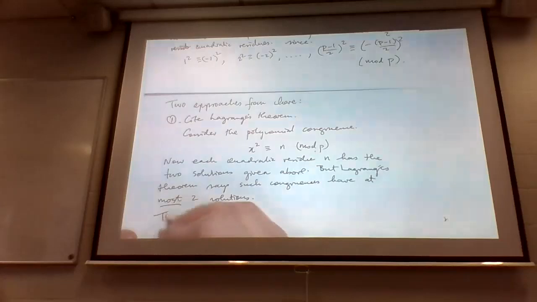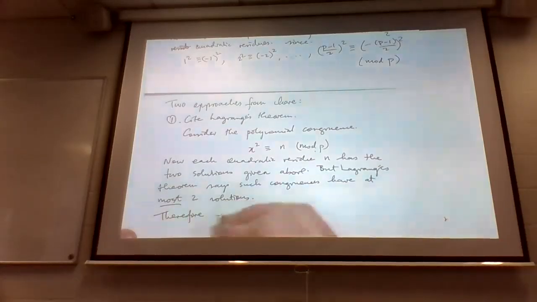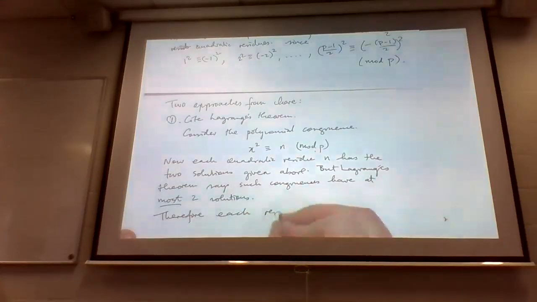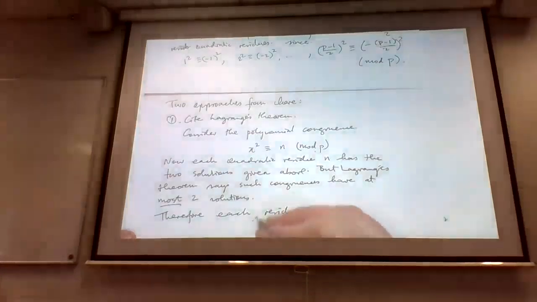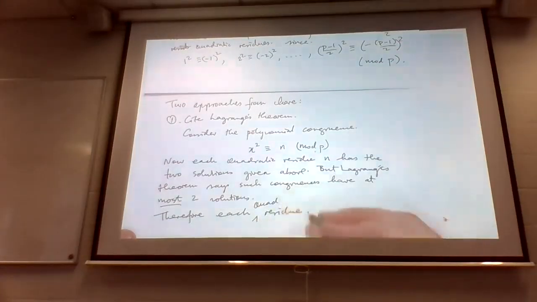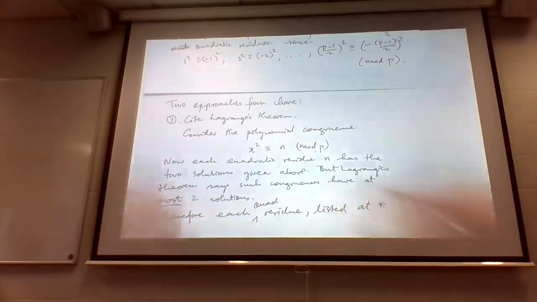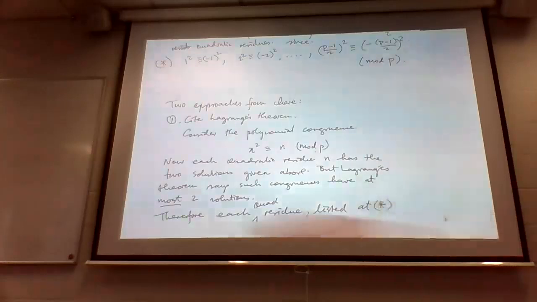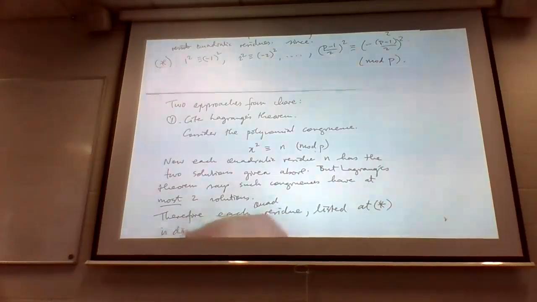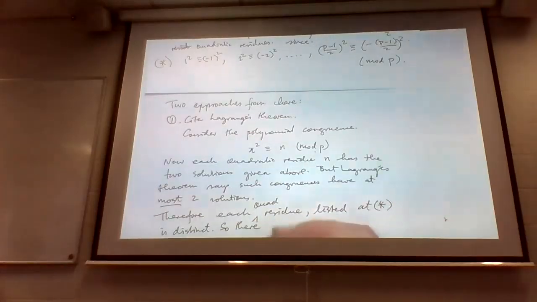So therefore, each quadratic residue listed at star above, so just this list, labeling that as star, listed at star, is distinct. So there are (p minus 1) over 2 quadratic residues.